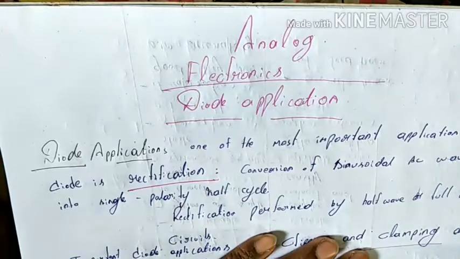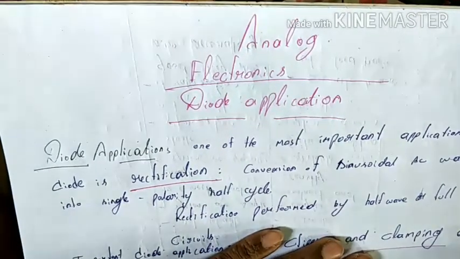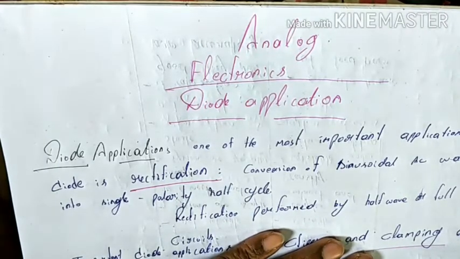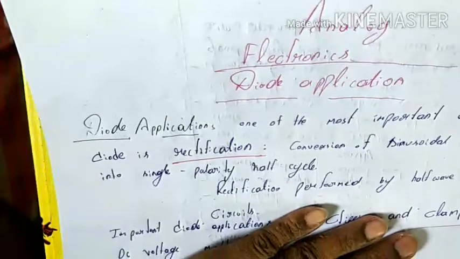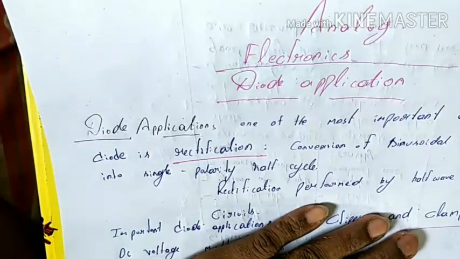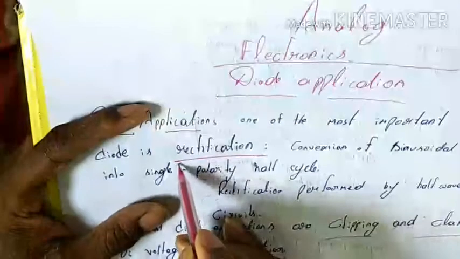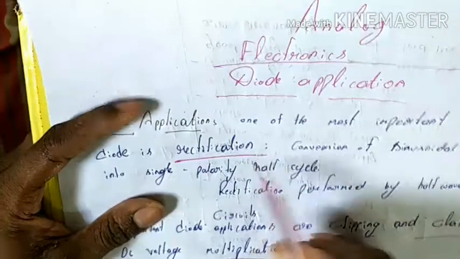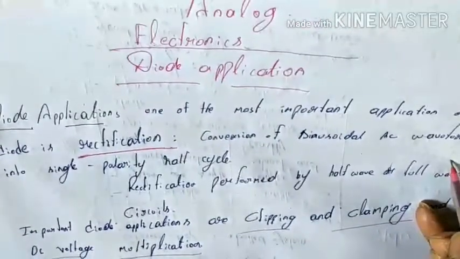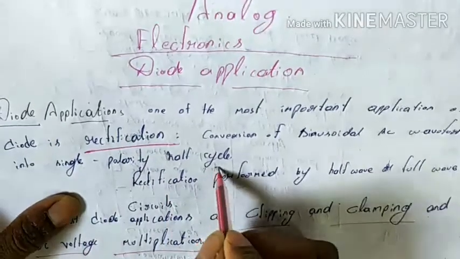Coming to the next subject, I am going to explain analog electronics. In analog electronics, the first concept is diode applications. The most important application of a diode is rectification. Rectification means conversion of a sinusoidal AC waveform into a single polarity half cycle.